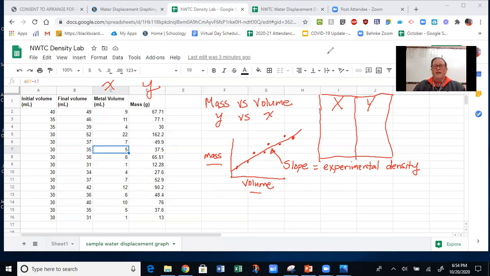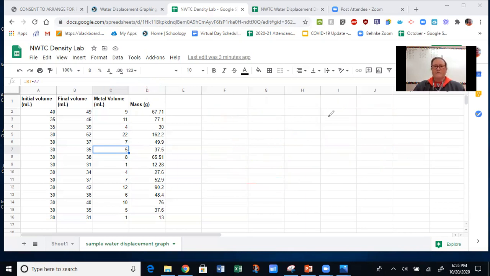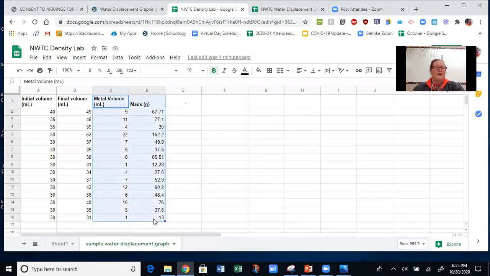I'm going to clear the annotations at this point so I can show you the next step. So we want to make our scatter plot. And what we want to do is highlight both columns. Remember, the metal volume column is going to be on my x-axis. The mass is going to be on my y-axis. So I highlight both columns like that. And if you want to pause it and do this with yours, I would encourage you to do that.